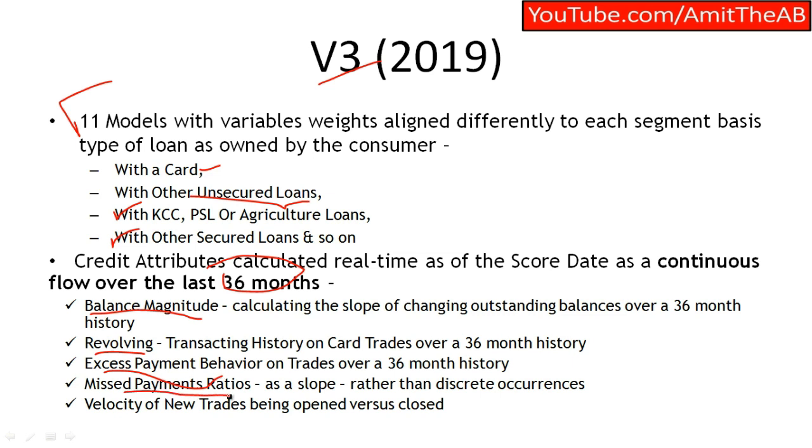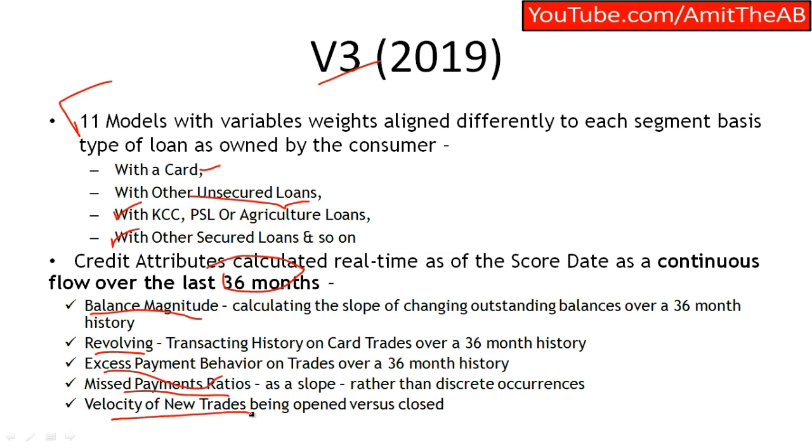Next is missed payment ratio as a slope rather than a discrete occurrence. So out of total EMIs due, how many of them are paid on time and how many were missed? So the missed payment, in proportion, is considered as a slope in this version rather than a discrete occurrence.